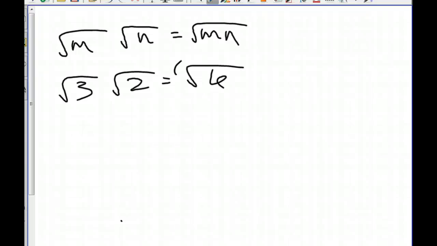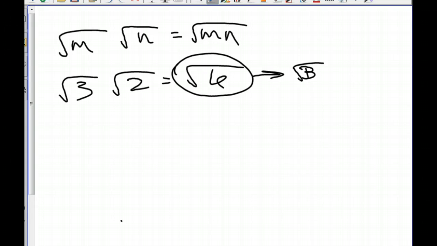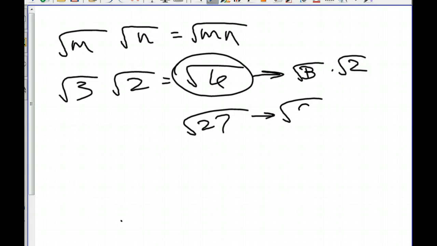I can take the square root of 6 and rewrite it as the square root of 3 times the square root of 2. I can take the square root of 27 and write it as the square root of 9 times the square root of 3. Okay? So you can go either direction there as far as your radicals are concerned.